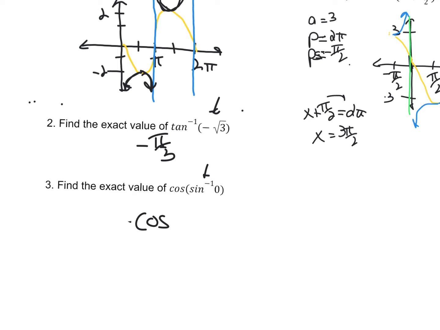Okay, so work inside. Where is sine 0? Sine is 0 at 0. And then it's asking you, what is cosine of 0? It's 1. So if you want to read the problem like this, it's really saying, what is cosine where sine is 0? What is cosine where sine is 0? And that kind of gives you the answer.